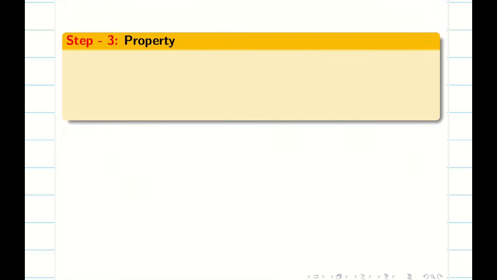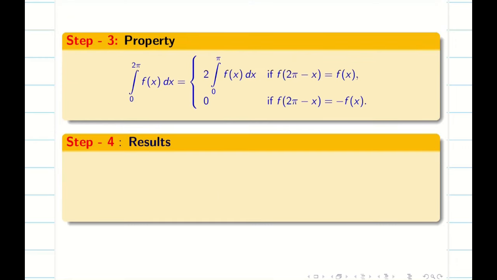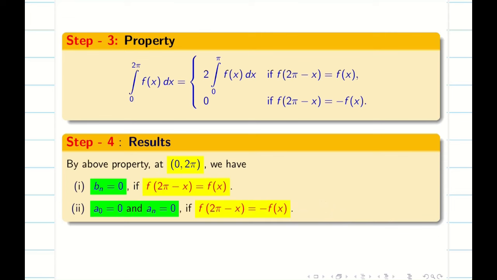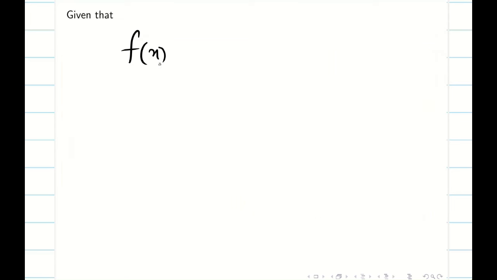Now step 3. Write the property, and we know that if f of 2 pi minus x is equal to f of x, then bn is 0. If it is equal to minus f of x, we know an is 0 and a0 is 0. Let us write both. Now it's time to check the question. Take down the question f of x, that is x into 2 pi minus x.